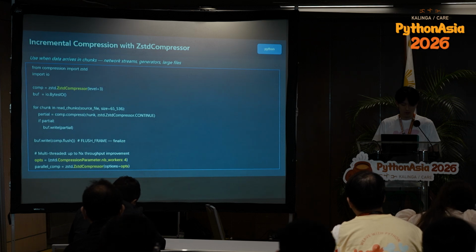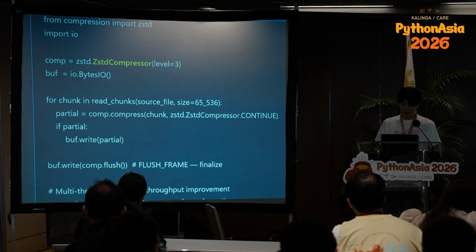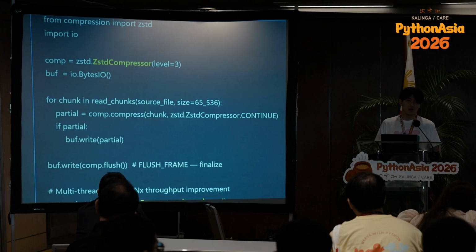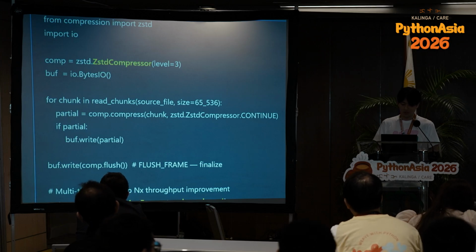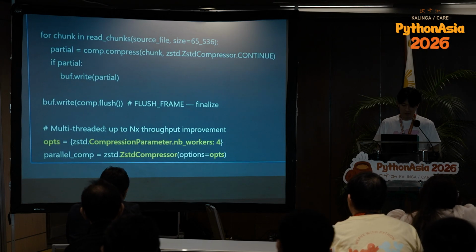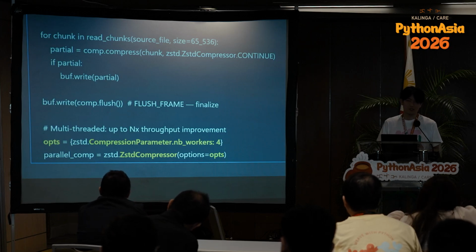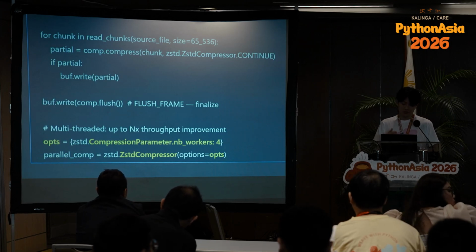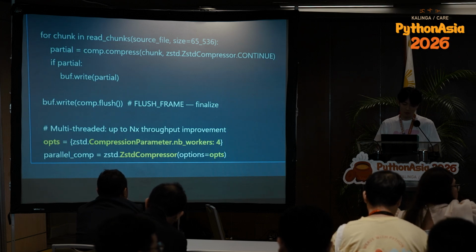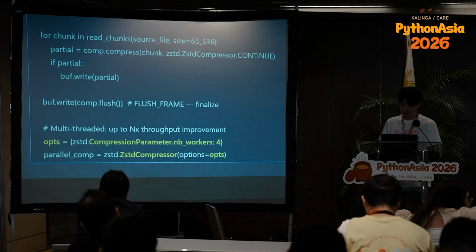Okay, third example. For large files or streaming data, you can use Zstd compressors. It allows chunk-based processing, which is useful for network streaming and large datasets. This standard also supports multi-threaded compression for even higher throughput. When you want to use multi-threaded compression, you set the compression parameter nb_workers as an option, as I show you in this slide.